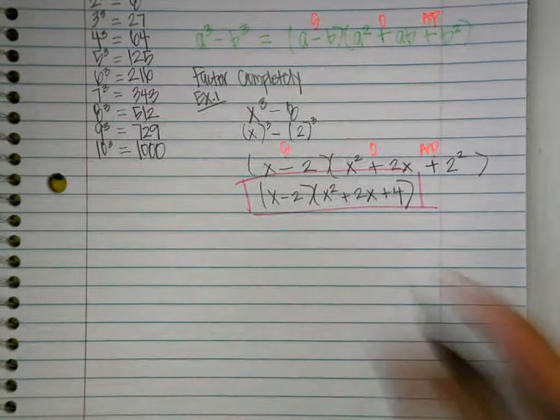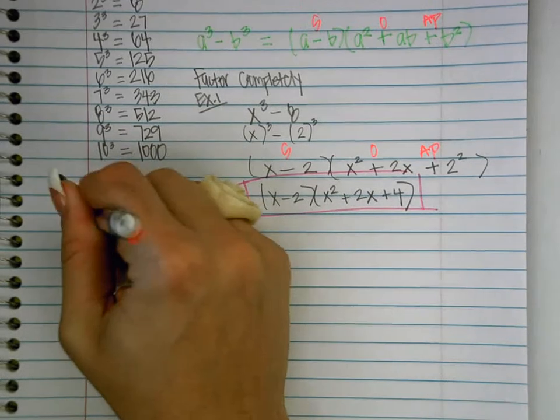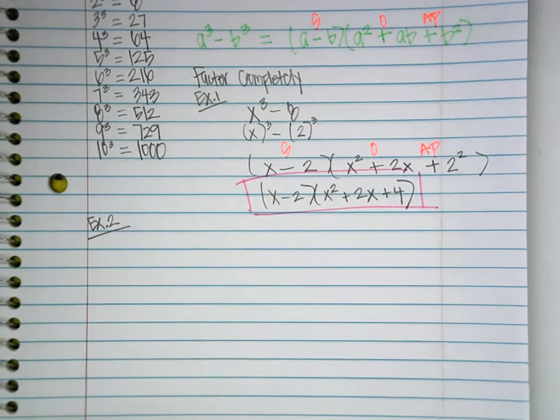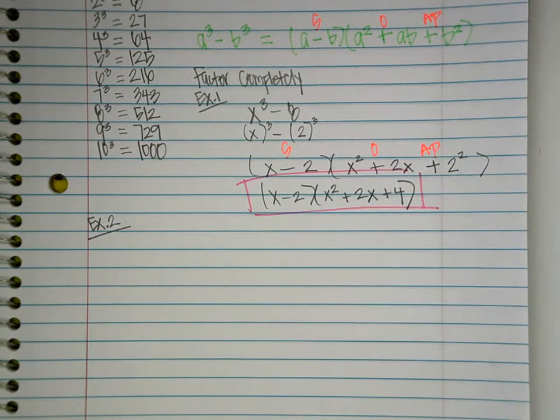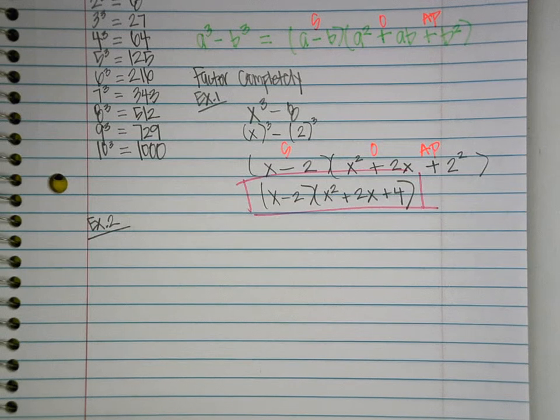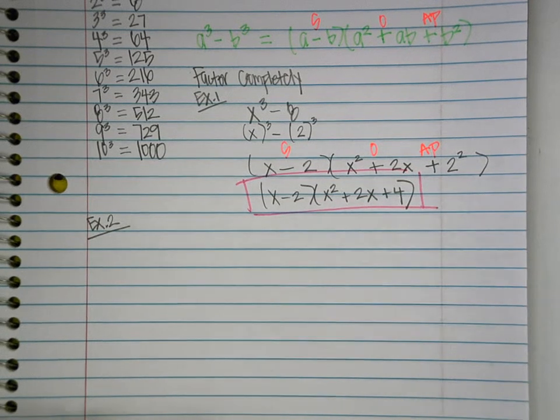Yes? If we plugged in something for x, would x cubed minus 8 be our answer? What do you mean, if you plug something in? If we plugged in 2 for x, would it come out the same? Absolutely, yes. If you actually did the multiplication, it would be x cubed minus 8. Everything in between would cancel out, or eliminate itself.